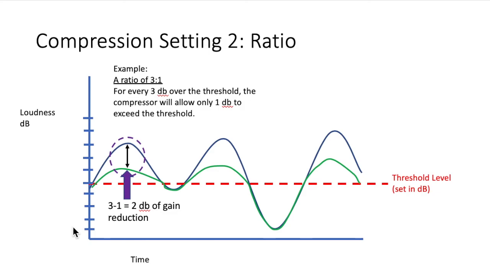And what that effectively gives you is 2 decibels of gain reduction. So this right here, the difference between here and here is 2, right? So the thing to understand about ratio is the larger the ratio, the more compression you're going to get, the more gain reduction you're going to get.